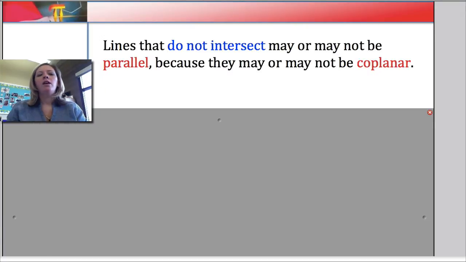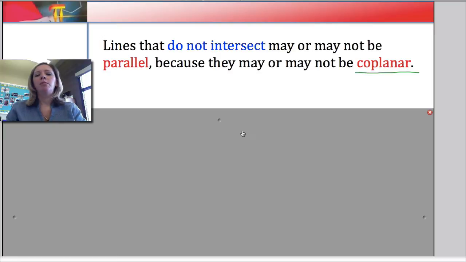All right, let's talk about how lines have different relationships in the plane. I know you guys know what parallel lines are. They look like this, right? The two lines that never intersect. But not all lines that don't intersect are parallel. So lines that don't intersect may or may not be parallel because they may or may not be coplanar. Remember that the word coplanar means on the same plane.